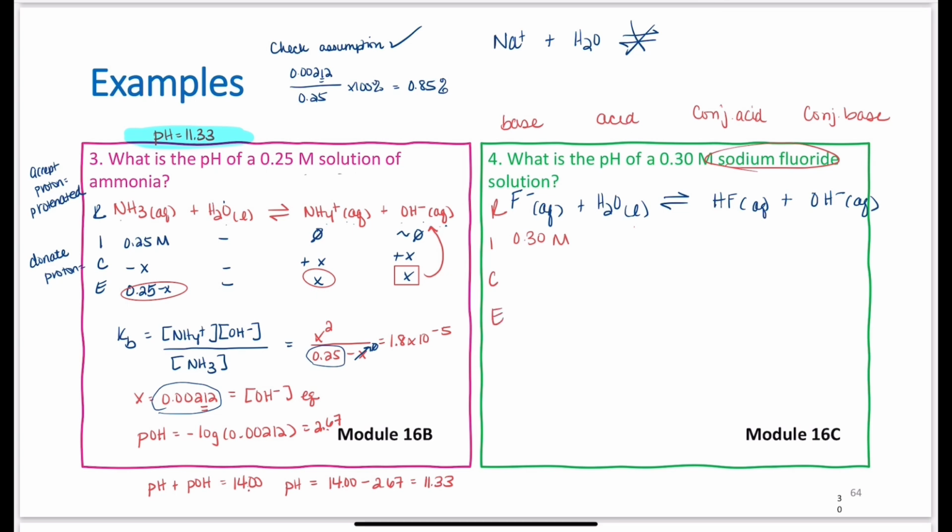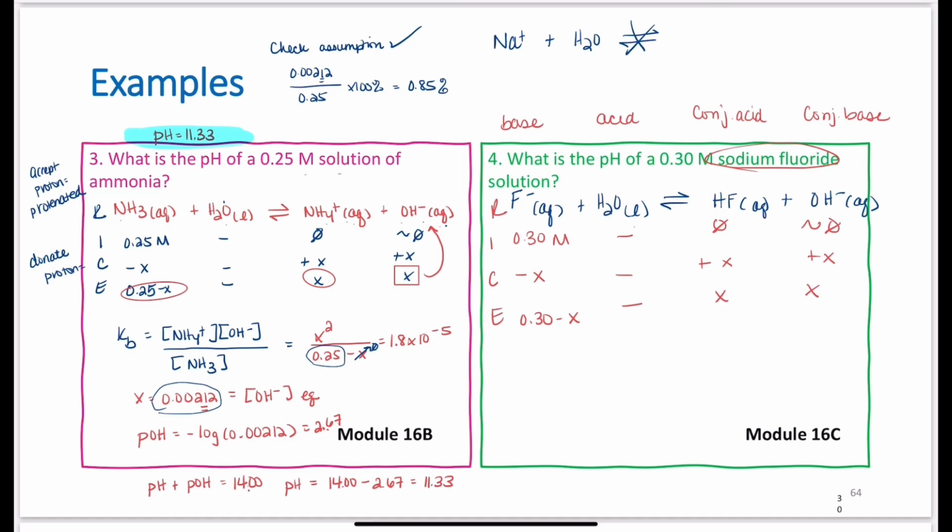If I had something that dissociated into two of something, well, then I'd have to pay a little more attention. So if I had, excuse me, magnesium fluoride, I'd have to pay attention. But in this case, it's a 1-to-1 ratio. Water, no HF to start, and approximately 0 hydroxide. Minus x, plus x, plus x, 0.30 minus x, and x.